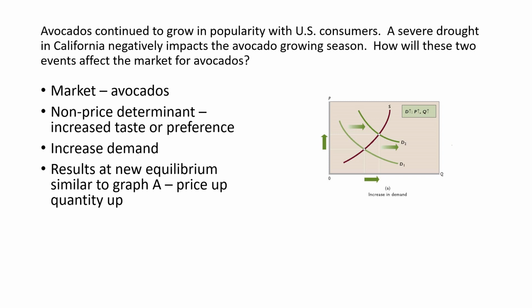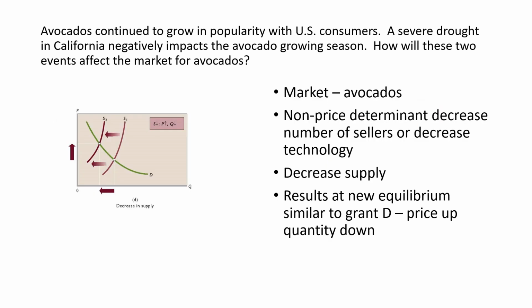That will cause a rightward shift of the demand curve. The whole entire curve shifts from D1 to D2. Result at new equilibrium, price up, quantity up. If that were the only thing that had happened in this market scenario, your work would be finished. But it wasn't just the factor affecting demand. At the same time, a severe drought in California negatively impacts the avocado growing season.